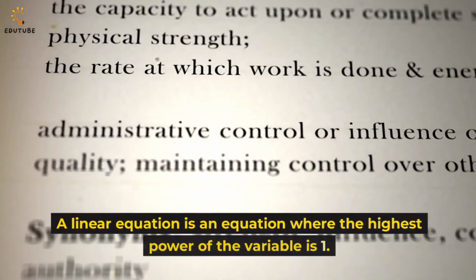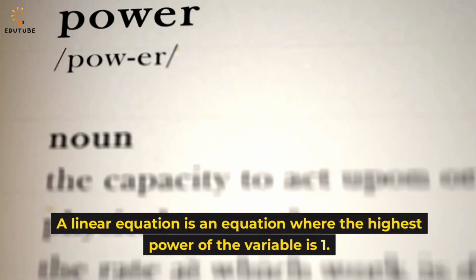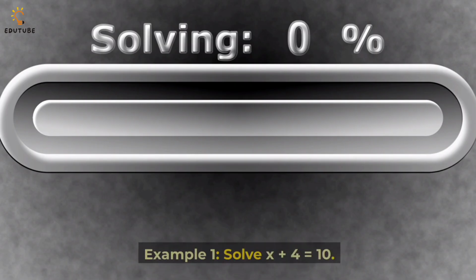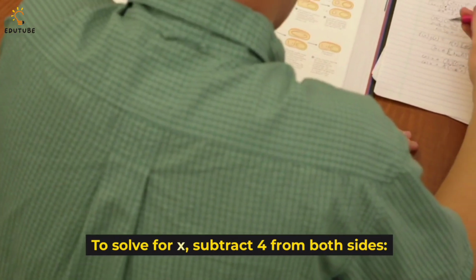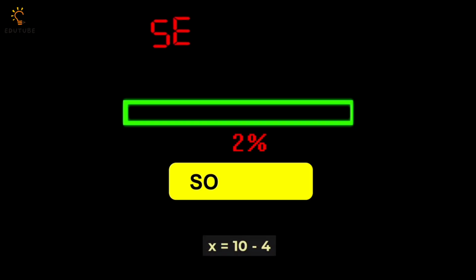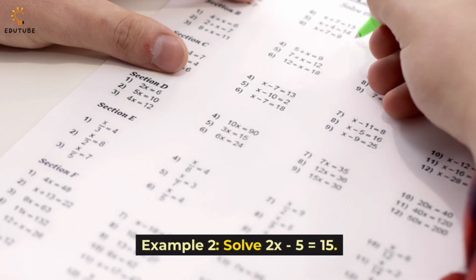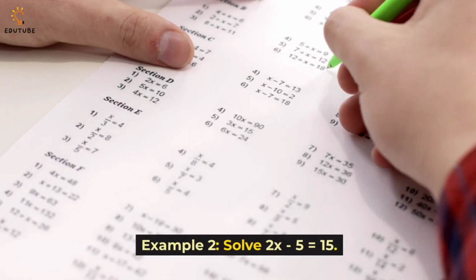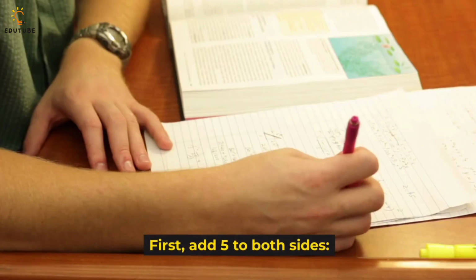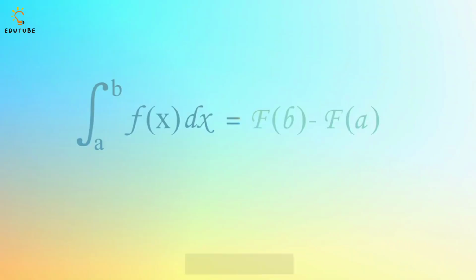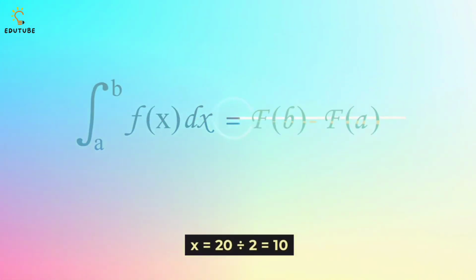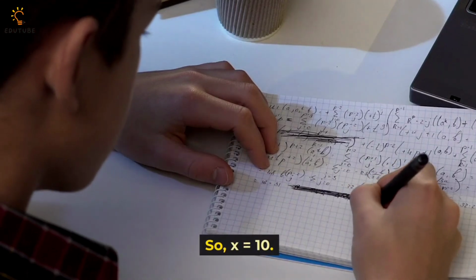Linear equations. Lastly, let's review linear equations. A linear equation is an equation where the highest power of the variable is 1. Example 1, solve x plus 4 equals 10. To solve for x, subtract 4 from both sides. x equals 10 minus 4, x equals 6. Example 2, solve 2x minus 5 equals 15. First add 5 to both sides. 2x equals 20. Now divide both sides by 2. x equals 20 divided by 2 equals 10. So x equals 10.